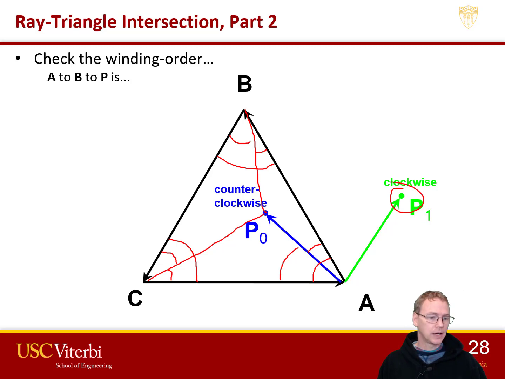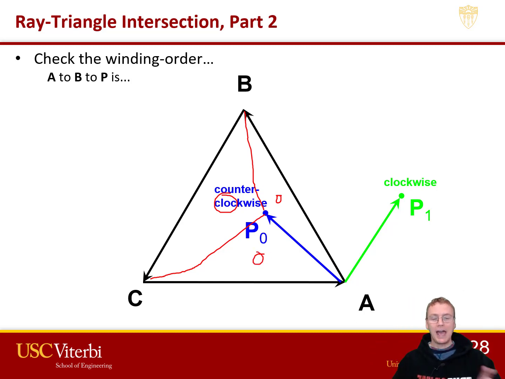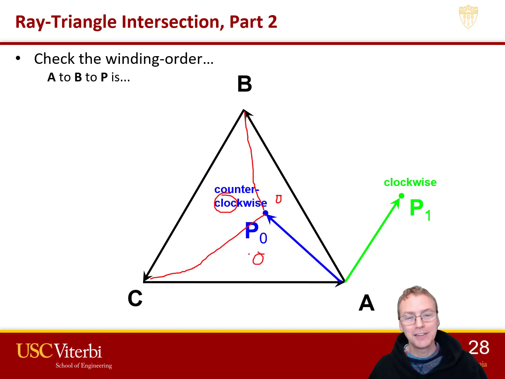What else have I got? Area. We'll take these 3 mini triangles here and calculate the area of this triangle, the area of this triangle, and the area of this triangle. Add those together. It should add to the area of the big triangle. If it does not, it means your point is outside. How do you get the area of a triangle, you ask?